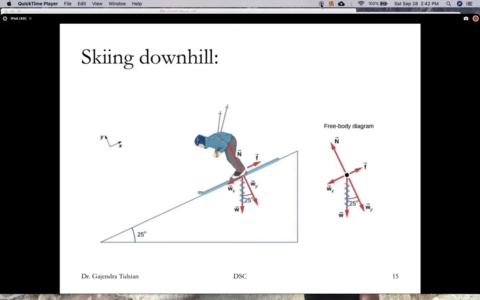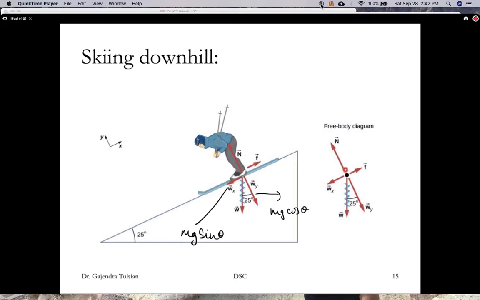All right, so now let's say you're skiing downhill. We'll represent you by a point. Here's your weight, and the most useful thing to do is break down the weight into a component parallel to the slope and one perpendicular to the slope. As you've seen many times before, this component is mg sine theta, where theta is the angle of the incline, and this is mg cosine theta.